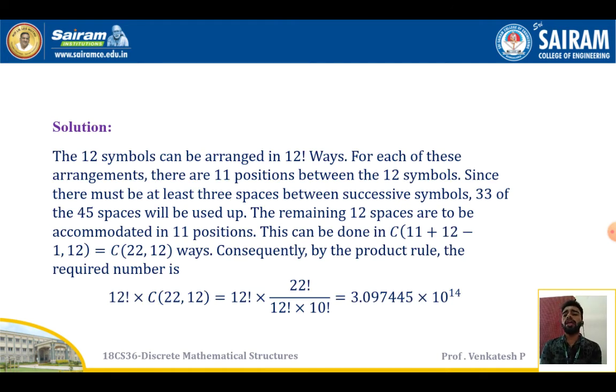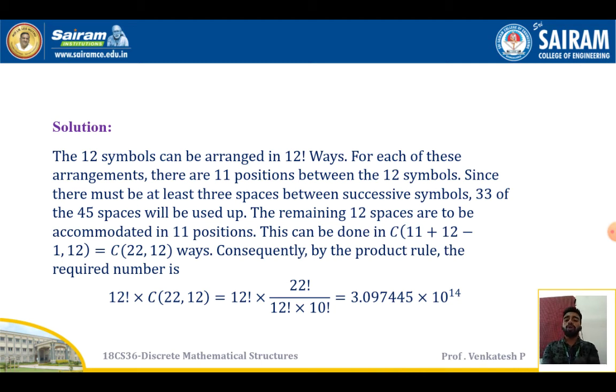Okay, so here the 12 symbols can be arranged in 12! ways. For each of these arrangements, the 12 symbols will have 11 positions between them. Since there must be at least 3 spaces between successive symbols, 33 of the 45 spaces will be used up. So the remaining 12 spaces are to be accommodated in 11 positions. This can be done in combination of 11 plus 12 minus 1 choose 12, which is C(22, 12) ways.